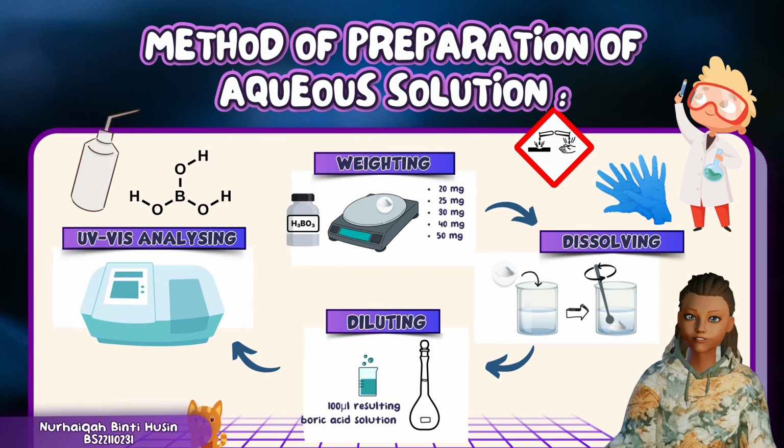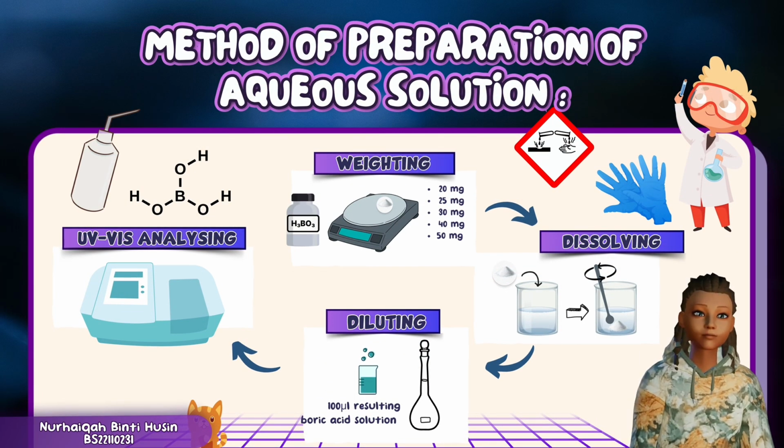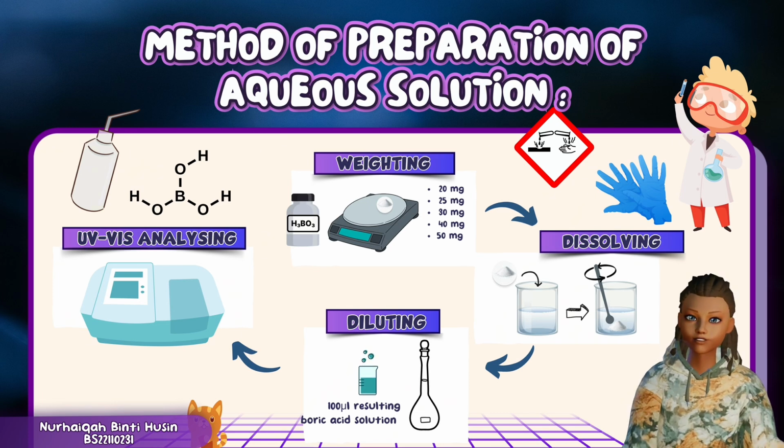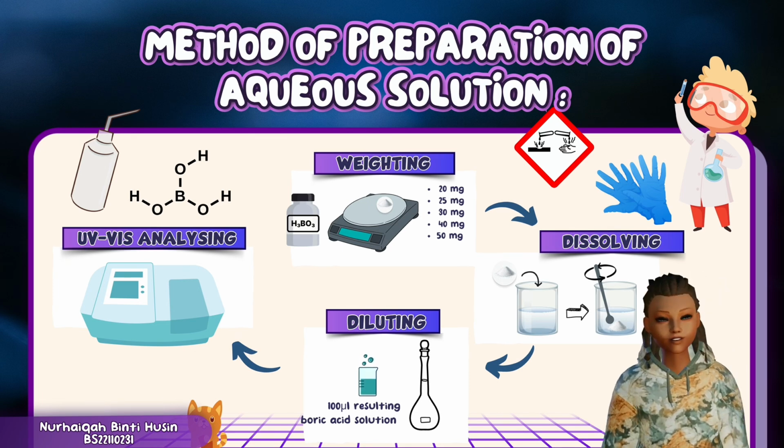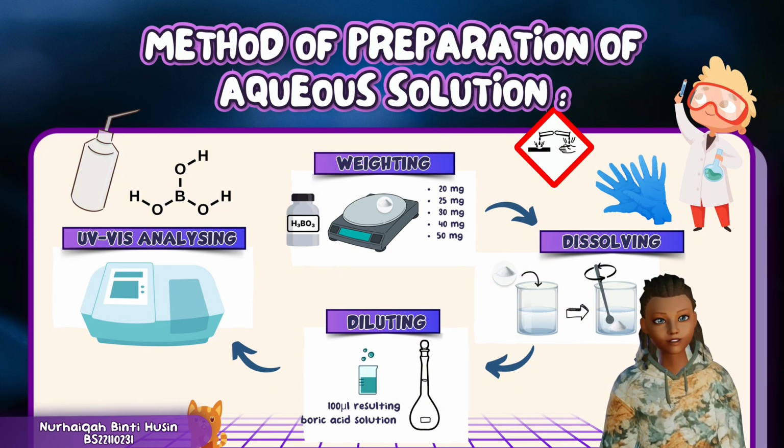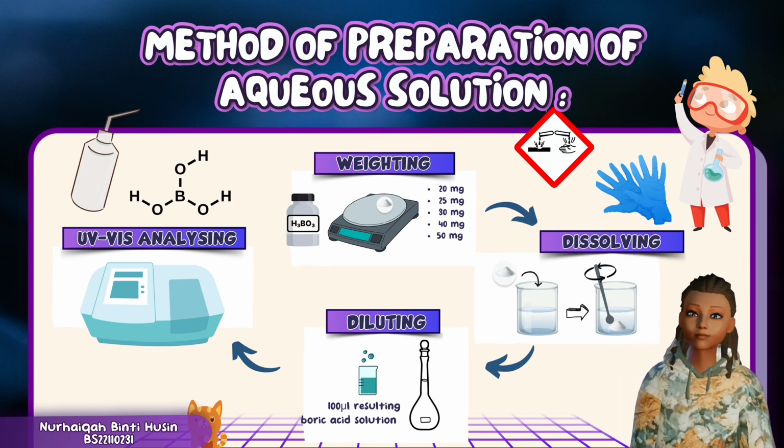First solvent is water. To prepare the aqueous solution, it started with accurately weighed 20 mg, 25 mg, 30 mg, 35 mg, 40 mg, and 50 mg amounts of boric acid powder. Each amount was then dissolved in double distilled water to prepare 1 ml of boric acid solution at varying concentrations.